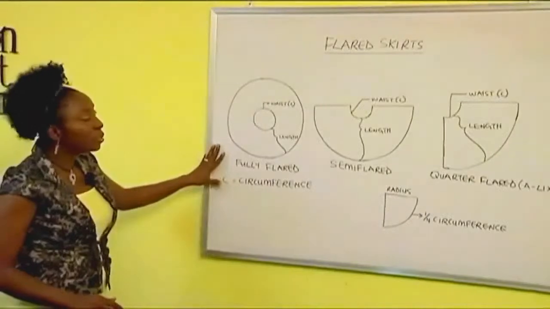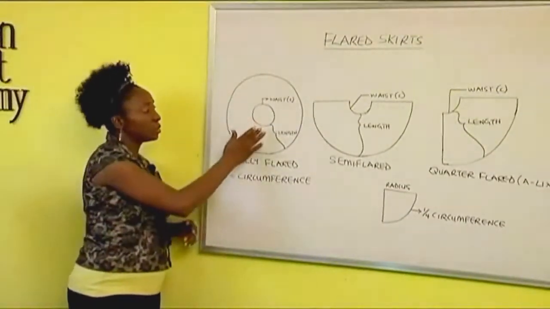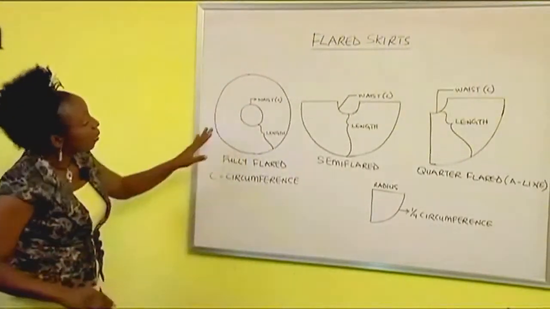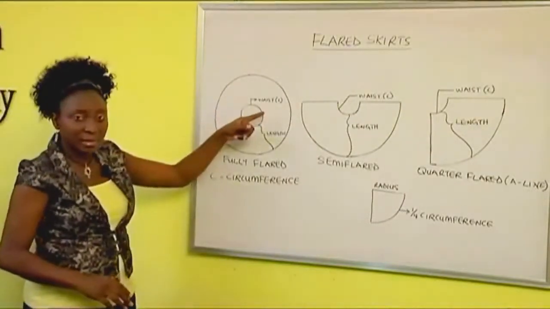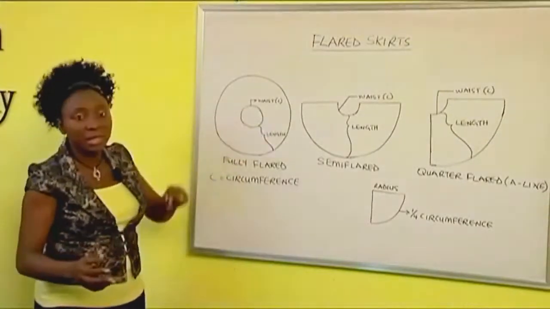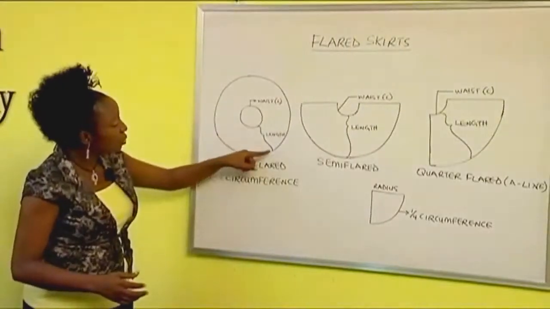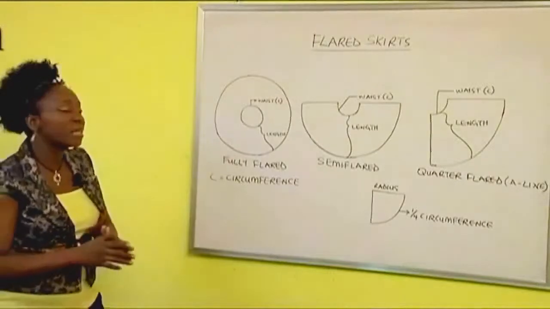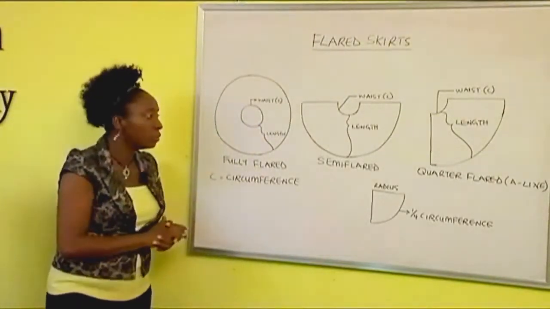Now take a look at the fully flared skirt. As you can see, it's made up of two circles, an inner circle and an outer circle. The inner circle represents the waist, which mathematically is called the circumference. That's what the C is for. Then the length is in between the two circles. So the fully flared skirt is made up of a full circle with an internal circle.